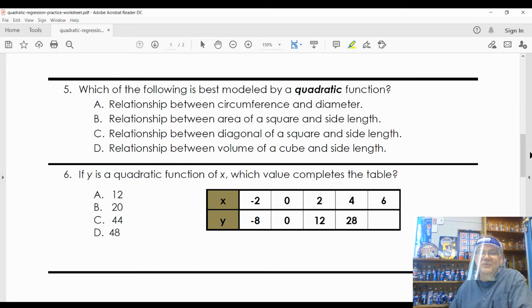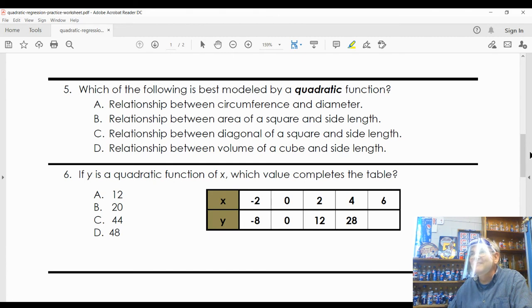Number 5 here asks you, what would be modeled by a quadratic function? So quadratic, again, means x squared. That's the important thing in it. And if you look through this list of things, there is one where the formula to find it involves squared. Which is which one?